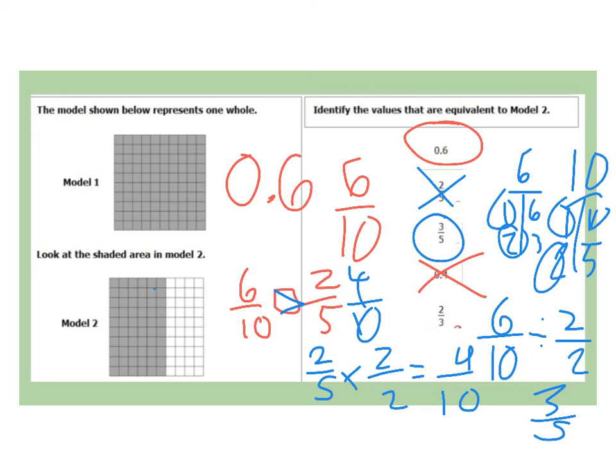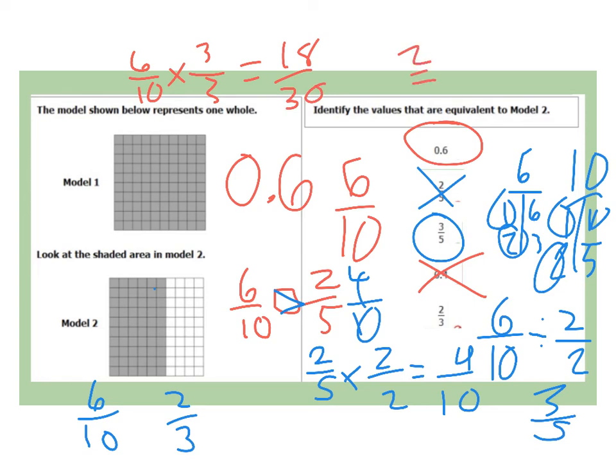And 2/3, I'll do another comparison here. 6 tenths and 2/3, I know that they're going to have a least common multiple of 30, so 6 tenths times 3 equals 18/30, and 2/3 times 10/10 will give me 20/30. And they are not equal, so 6 tenths and 3/5 are what I'm looking for there.